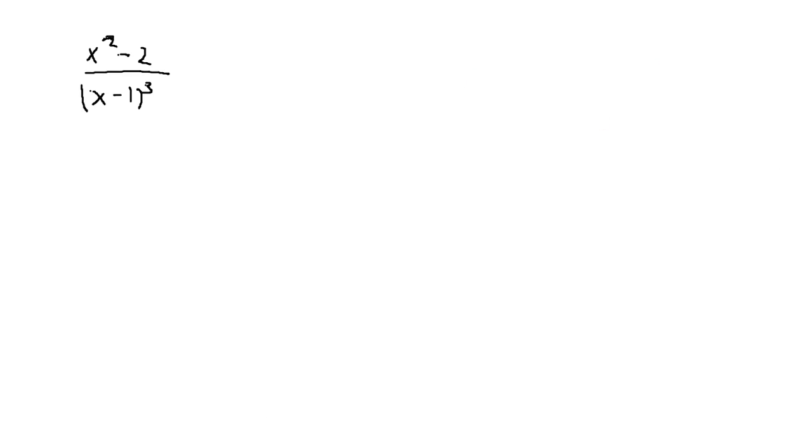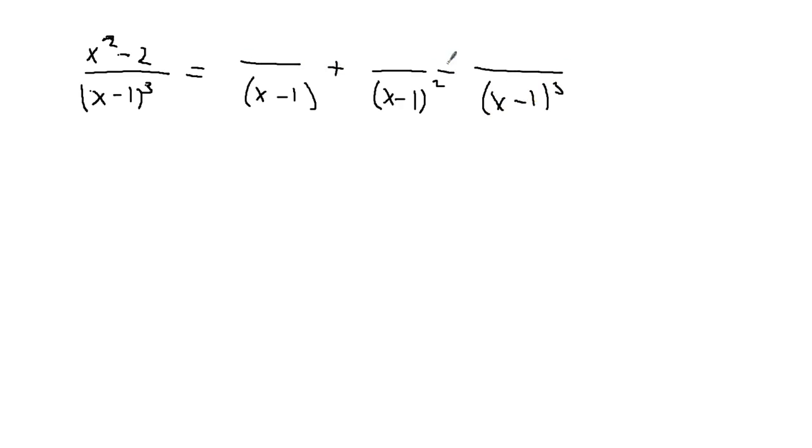We have x minus 1 to the third power now. And if you have x minus 1 to the third power like this, you have to put it in terms of, first of all, a factor of x minus 1, then a factor of x minus 1 squared, and a factor of x minus 1 to the third power, like this. So we want to use the cover-up method on this. A, B, and C. How do we use the cover-up method on this?